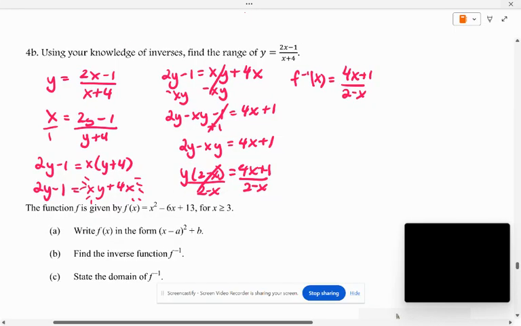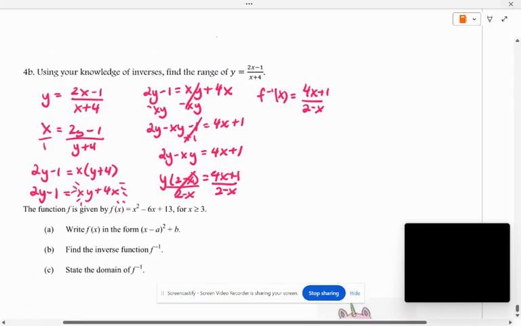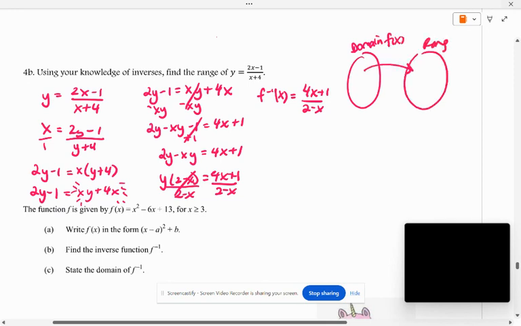All right, so we got our inverse, and this is all relying on the fact that we have the domain of the original, the range of the original, and the inverse of the original. Sorry, this is the domain of the inverse.